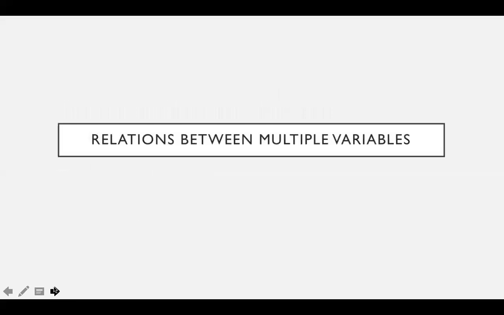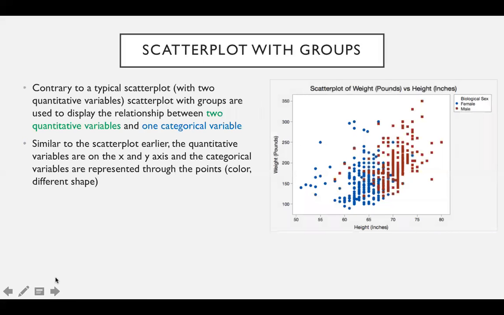So next is relations between multiple variables. So a scatter plot with groups, we just discussed typical scatter plots. They're a little bit different. Scatter plots with groups are used to display relationship between two quantitative variables and then one categorical variable. So if you see in the scatter plot on the right, it shows the scatter plot of weight versus height, and then the categorical variable here is biological sex. So you can tell the difference between the two.